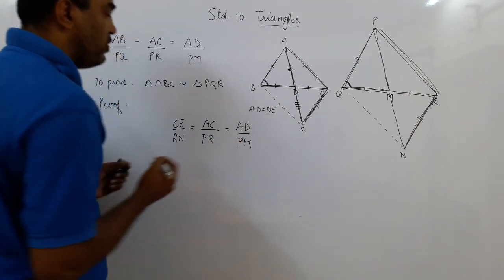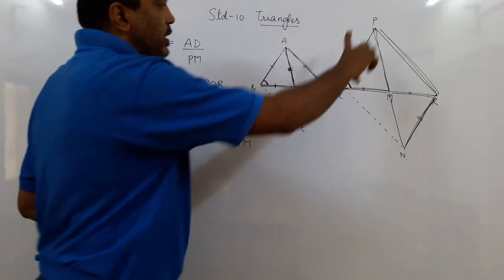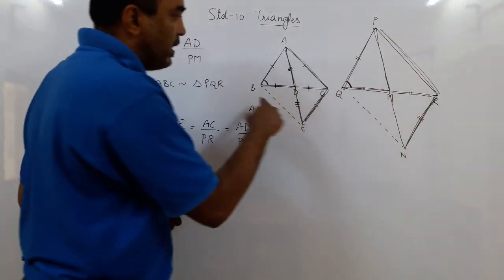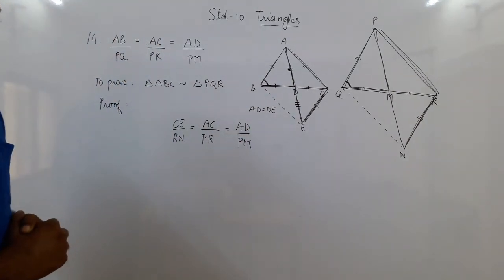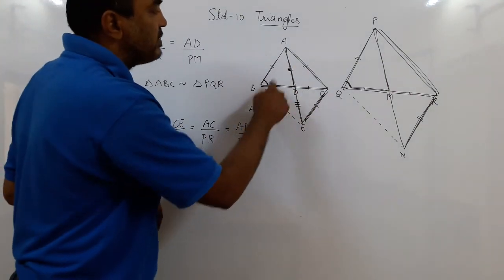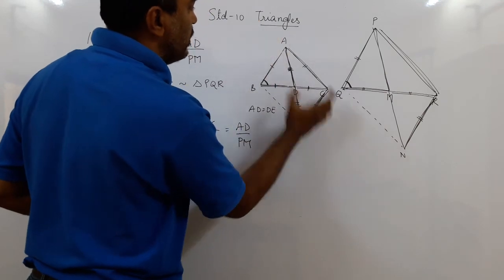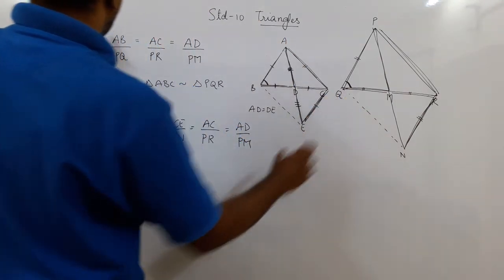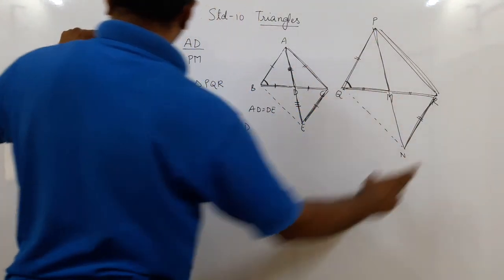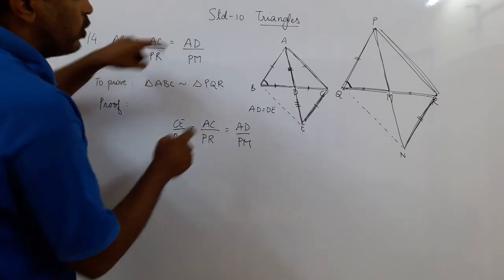Okay. So what I have done here, let me tell you again. I constructed AD equal to DE and PM equal to MN. I just constructed them in this way and I completed the diagram. Okay. Now we are given this. So what you can see when the diagonals bisect each other, it becomes a parallelogram. So opposite sides of a parallelogram are equal. So instead of AB I wrote CE. Instead of PQ I wrote RN. I wrote AC upon PR. I wrote AD upon PM.